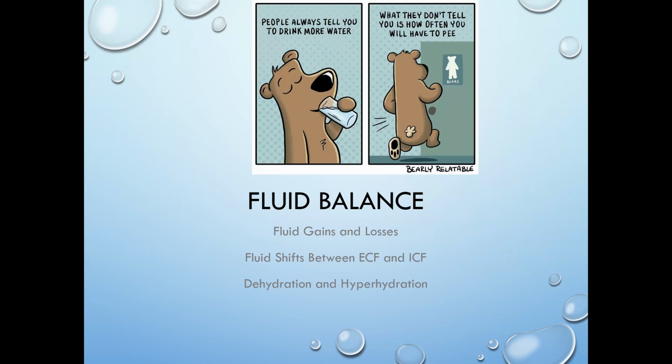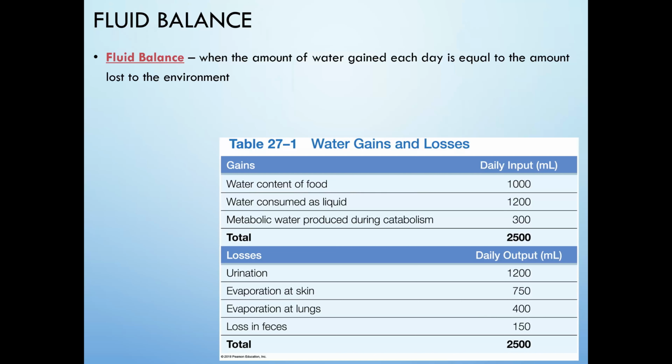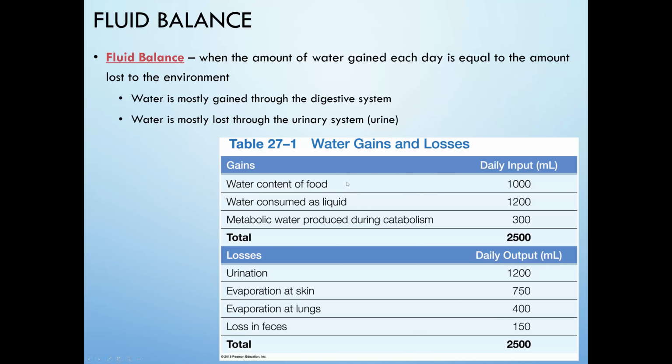So a fluid balance is when the amount of water gained each day is equal to the amount lost to the environment. So this is a table provided by your textbook showing the sources of water gains and the ways that water is lost. Water is mostly gained through the digestive system, either in our food or as a liquid, and water is mostly lost through the urinary system in our urine. And we're going to talk about some of these other things on this chart in a bit.